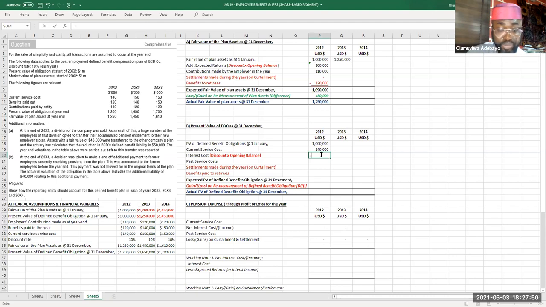Therefore, that is a product of my discount rate times my opening balance. My past service cost: there was no information on past service cost in this year, therefore it is zero. Settlement was not made in this year, and curtailment is zero. But there were benefits paid to the tune of 120,000 for those that have retired. All in all, my expected liability should be 1.120.